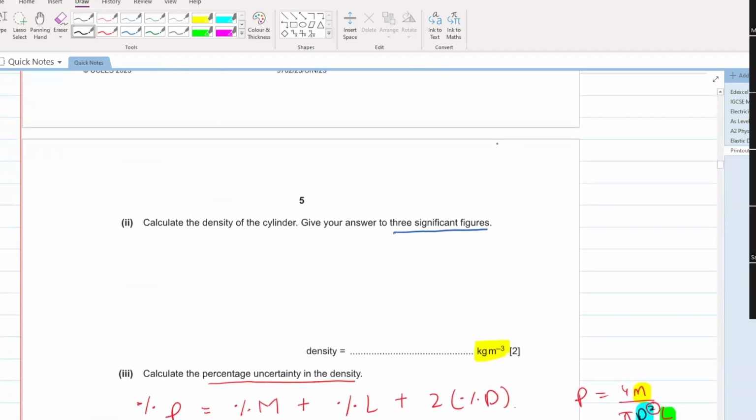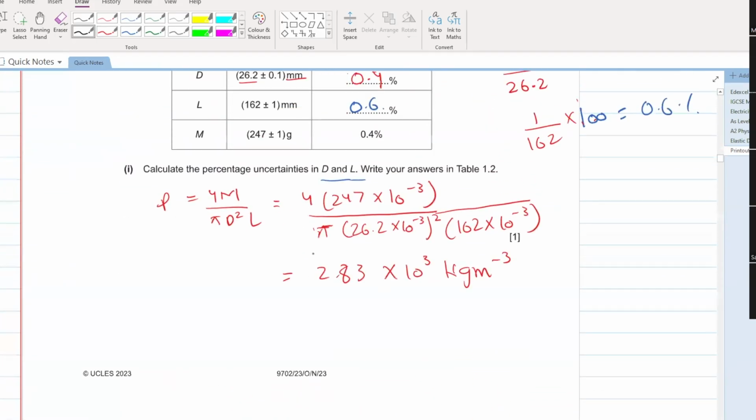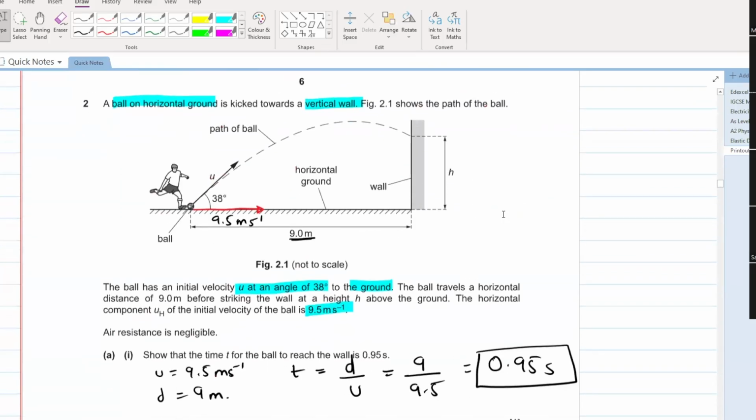Sir, what was the answer of density? The answer of density is written, I have written 2.83 times 10 raised to the power of 3. It is visible on the screen: 2.83 times 10 raised to the power of 3. Let's continue with this question.